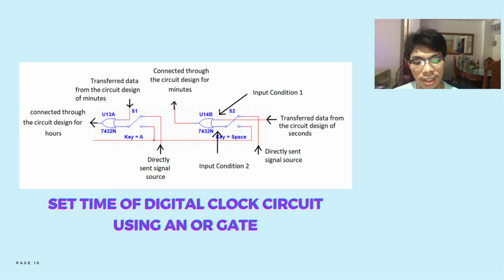And the second condition is that the user can directly send a signal to the 7-segment display by using a source. A switch is used to connect the circuit to the line where a signal source is placed, which will relay it to the 7-segment display. The left side OR gate is connected to the switch for hours, while the right side OR gate is connected to the switch for minutes.